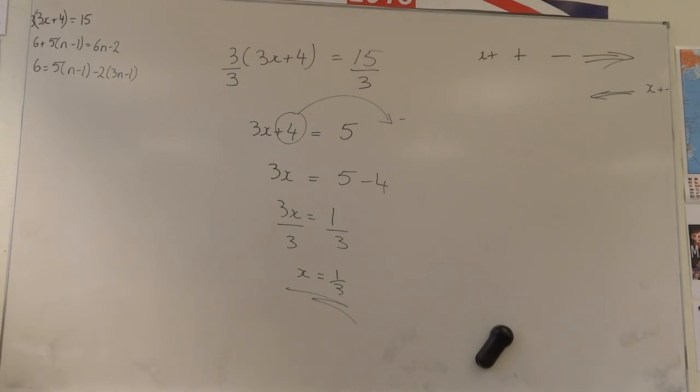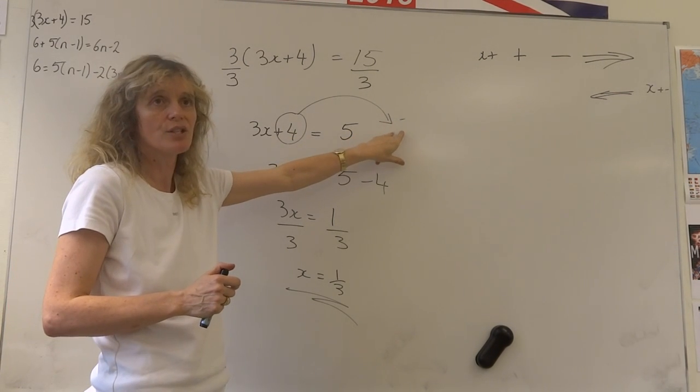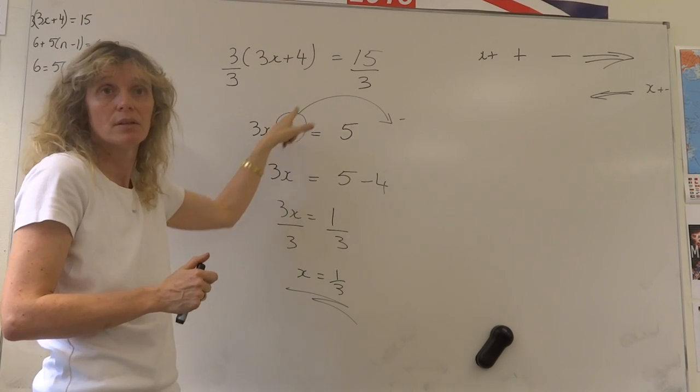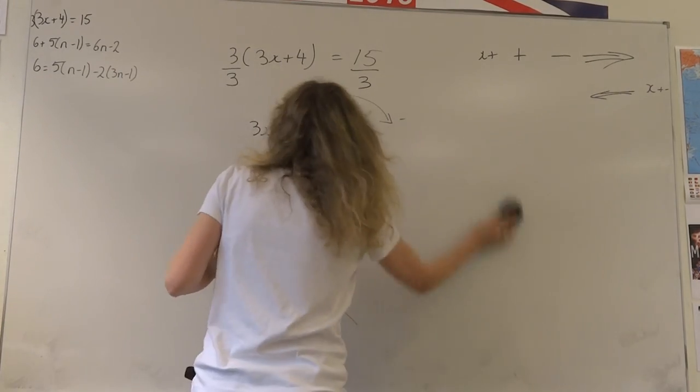And that's how we would work it through. The important thing here is, if you're not comfortable with this move to the other side and change the sign, you have to subtract 4 from both sides as your first step. Let's look at the next one.